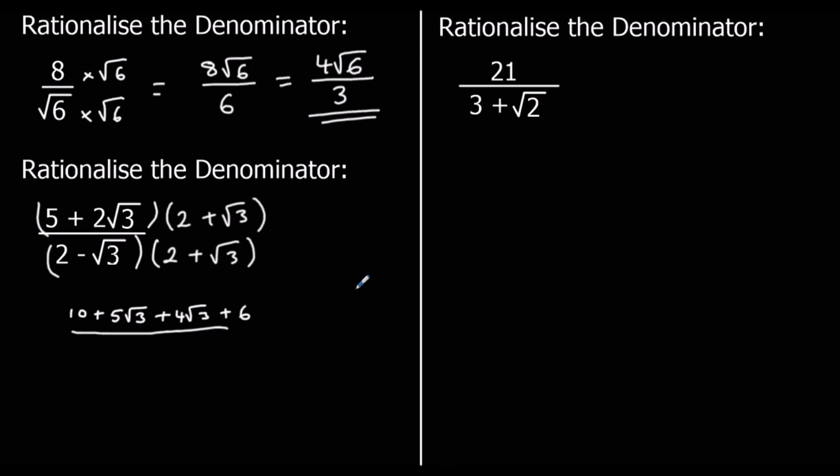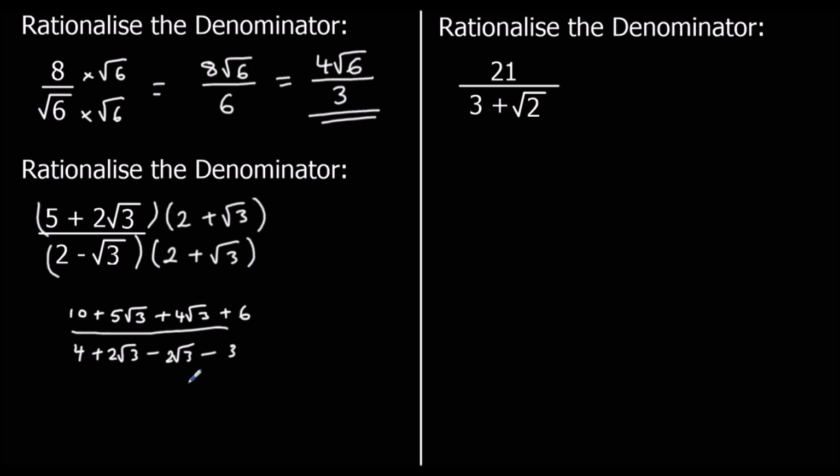And the bottom, 2 times 2, 4. 2 times root 3, 2 root 3. Negative times a positive next, so negative, and 2 times root 3, again 2 root 3. Negative times a positive is negative, and root 3 times root 3 is 3.